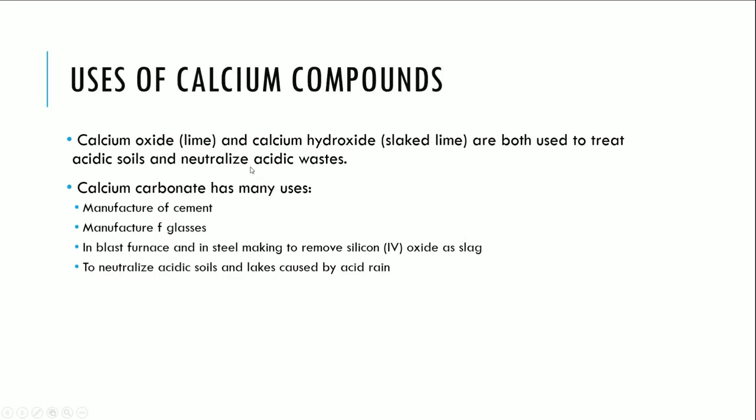So the uses of calcium compounds. Calcium oxide, or again lime, and calcium hydroxide are both used to treat acidic soils and neutralize acidic wastes because of their properties as bases. Calcium carbonate has fairly various uses that we see here. First of all, the manufacture of cements, the manufacture of glasses, in a blast furnace, and in steel making to remove silicon oxide as slag, to neutralize acidic soils and lakes caused by acid rain. All these sort of stuff are things, if not more things, that you can come up with as uses of calcium carbonate.